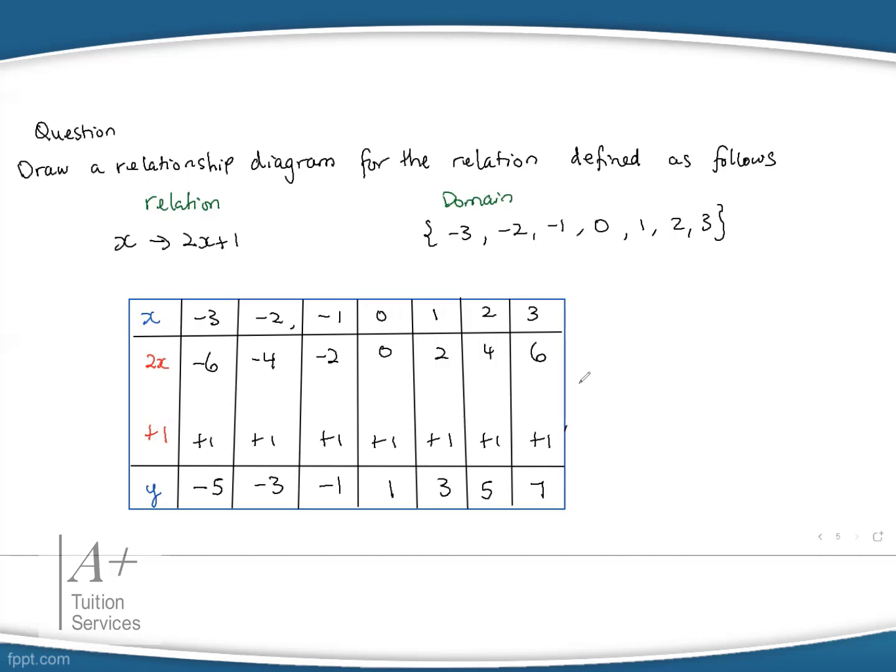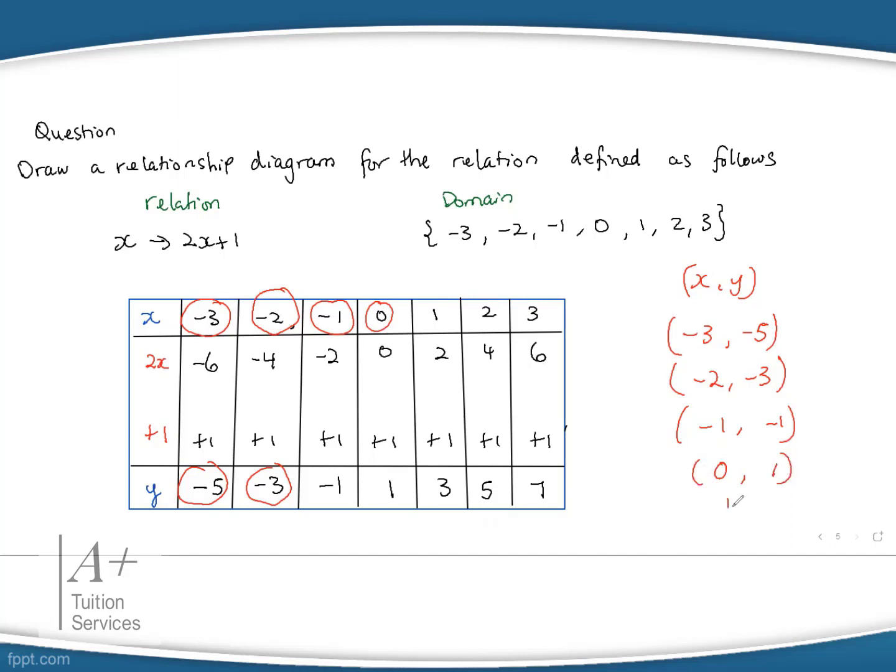So from this now, I could pull out my x and y coordinates to plot my graph, right? So my x and y coordinates will be -3, -5. So in x and y form, where we have -3, we have -5. Where we have -2, we have -3. And you just put them in the brackets, right? And where we have -1, we have -1 on both x and y. Where we have 0, we have 1. Where we have 1, we have 3. Where we have 2, we have 5. Where we have 3, we have 7. And this is how we determine this. So you could plot your graph and show your relationship.